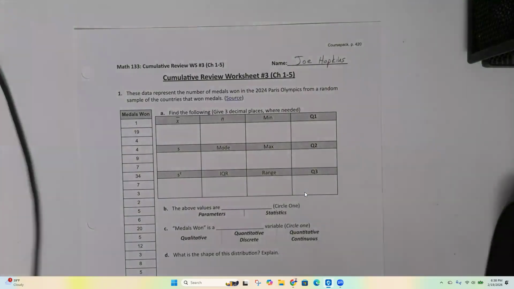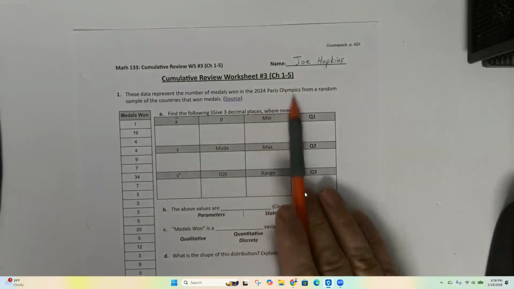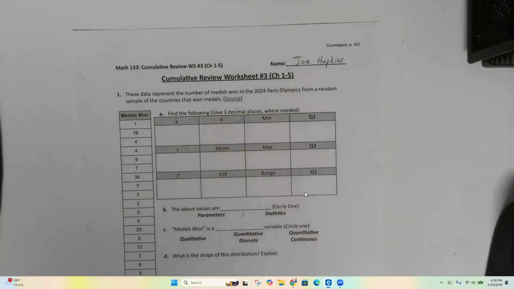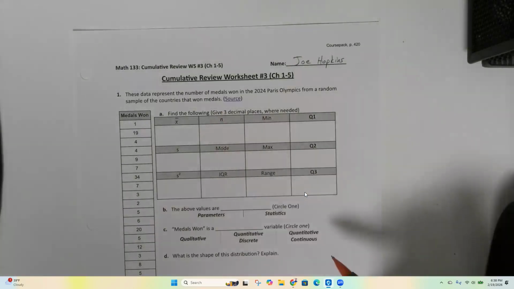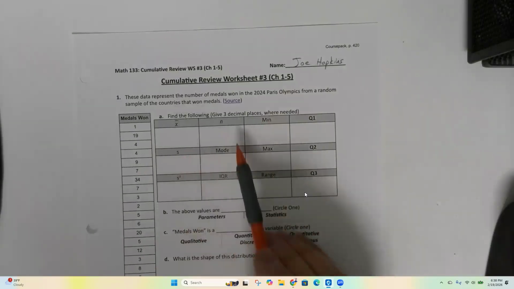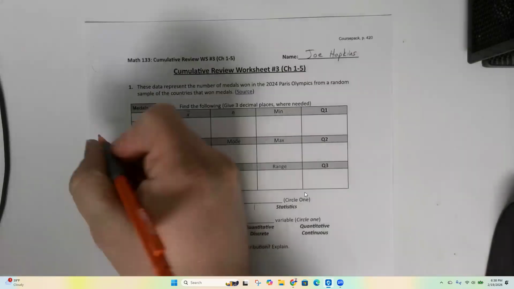Grab this. All right, so these data represent the number of medals won in the 2024 Paris Olympics from a random sample of the countries that won medals. Find all these things. Okay, so X bar is the mean, right? Standard deviation, and so on.